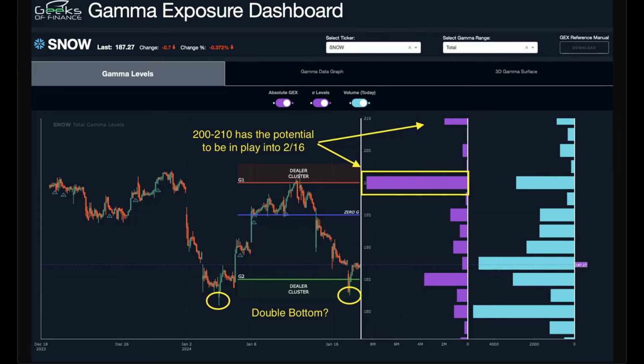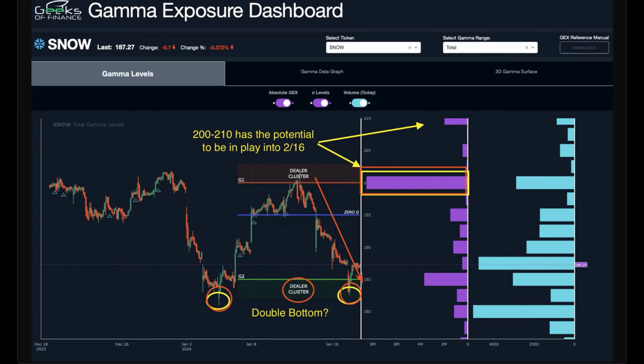Here's another great example of how we use gamma exposure to trade. This time we're looking at Snow. Snow had a large gamma exposure concentration at the 200 strike price. However, price had just sold off all the way below 185. And this was a really interesting level because we were coming into this dealer cluster zone, a large gamma exposure concentration actually on the downside, as well as this double bottom that seemed to be forming. We were kind of bouncing up off of this 183, 184 level.